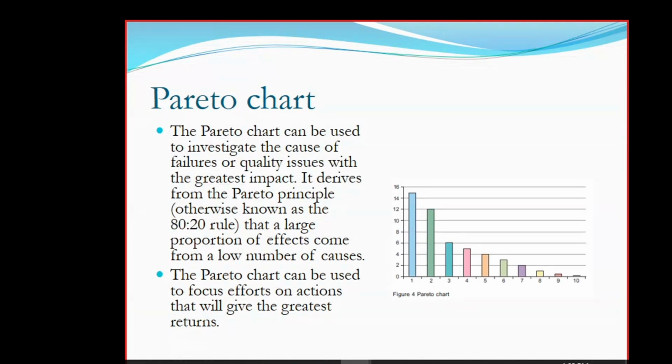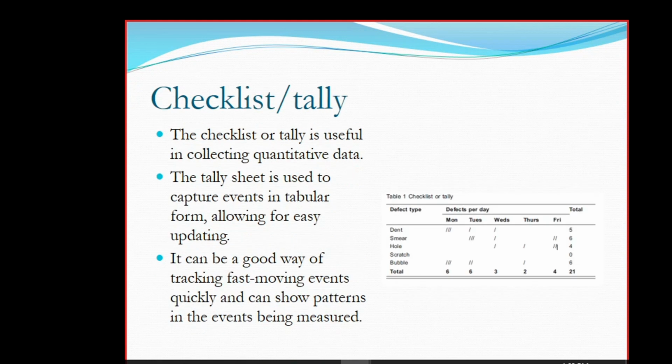The Pareto chart can be used to investigate the cause of failures or quality issues with the greatest impact. Okay, so also the Pareto chart shows you where the biggest reason for mistakes is happening. Apparently, it's number 1. Okay, so this is the biggest reason. Now you can go back to your production and try to solve this problem.